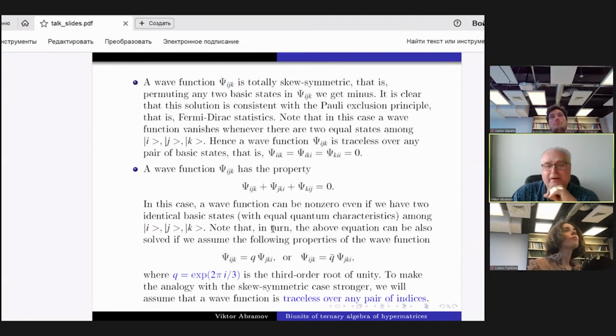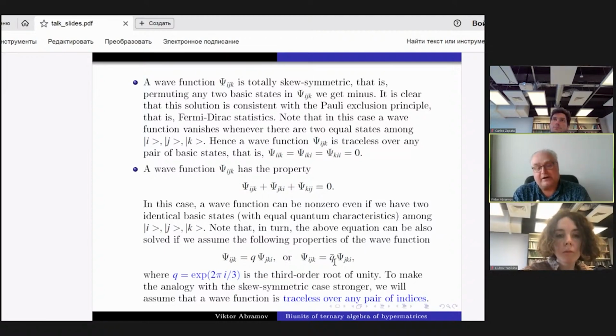In this condition, of course, we can solve this equation by assuming that the wave function has this property or this property. And you can see that by this, from representation theory, we split this space into two subspaces where we have an irreducible representation of SO3. But I would like to draw your attention that in my construction, I always assume this additional condition that the trace over any pair of indices is equal to 0.